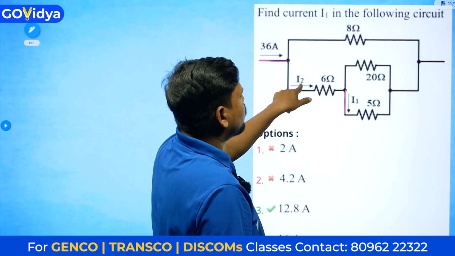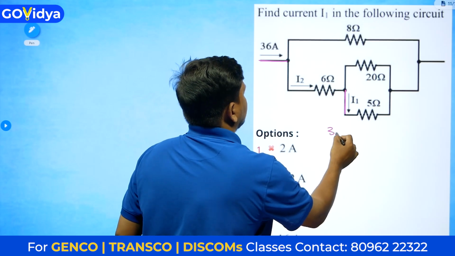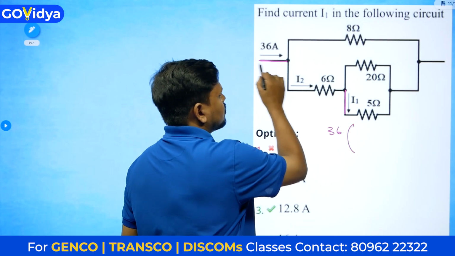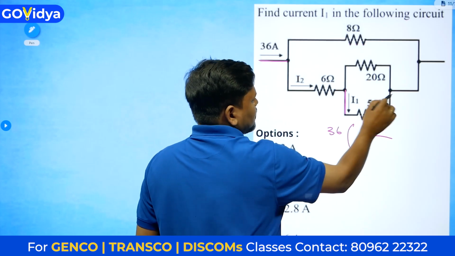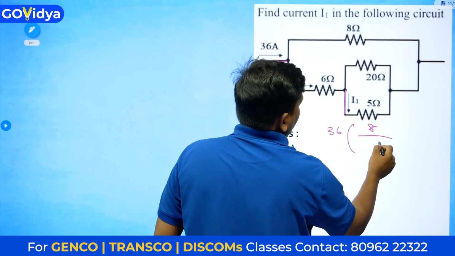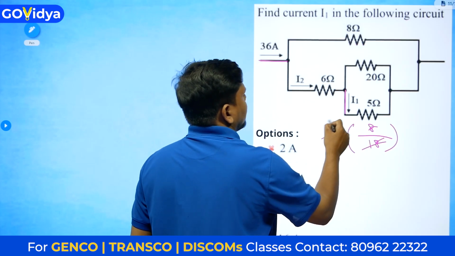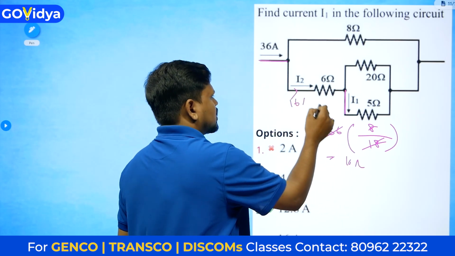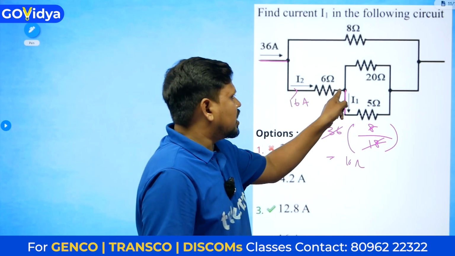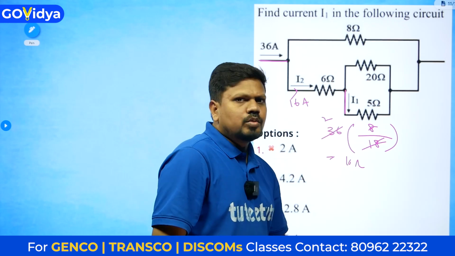You can calculate the I2 value. I2 is nothing but 36, the total current, into the opposite resistance 8, divided by 8 plus 10. 8 plus 10 means 18, so 18 ones are 18, and 18 twos are 36, giving 16 amperes. So this I2 is nothing but 16 amperes. 16 amperes will be coming like this and it will be divided between these two.